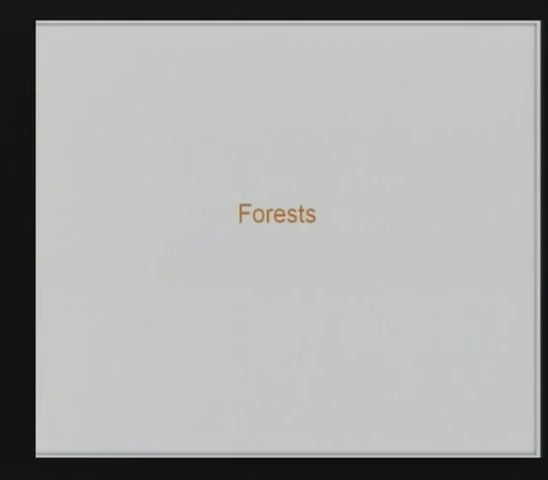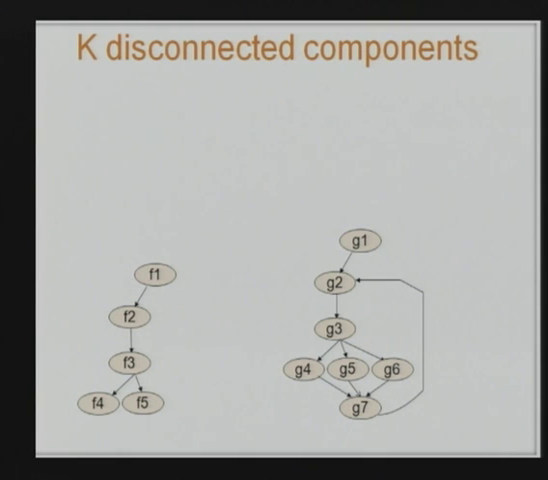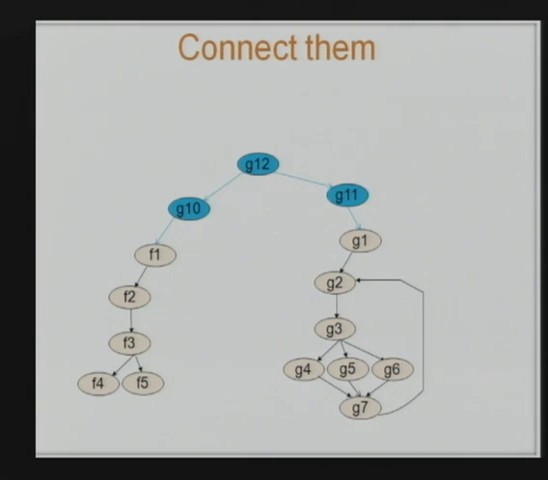So, okay, how about forests? Forest means there are disconnected components. What we do is that we connect them. We take these disconnected components and connect them by adding intermediate vertices and another vertex. If there are k of them, we take the same approach, and then sign them.